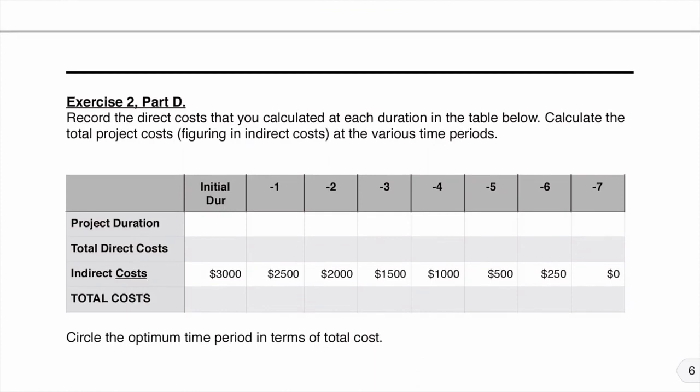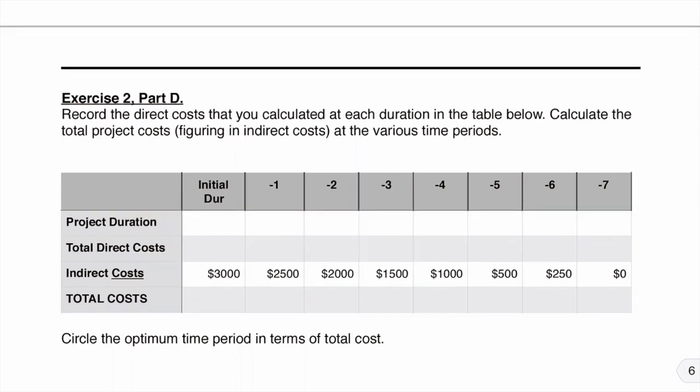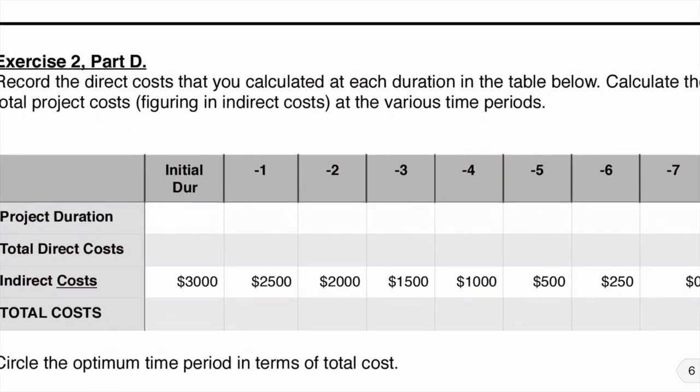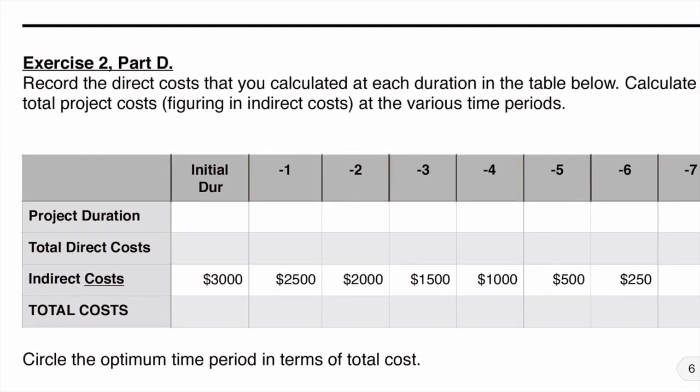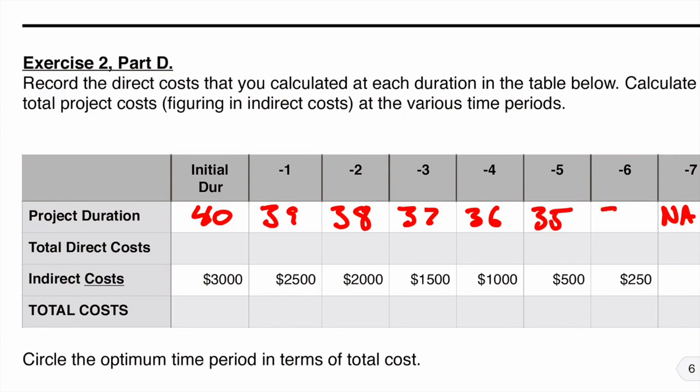So now we can fill out our little table here. In this case, we don't have incentives, but notice we have indirect costs we're going to have to calculate in here as well. We know that we're not going to be able to go down to 7 there, so I'll put an NA there. Our initial duration was 40, then we moved to 39, then 38, then 37, then 36, then 35, and then 34.